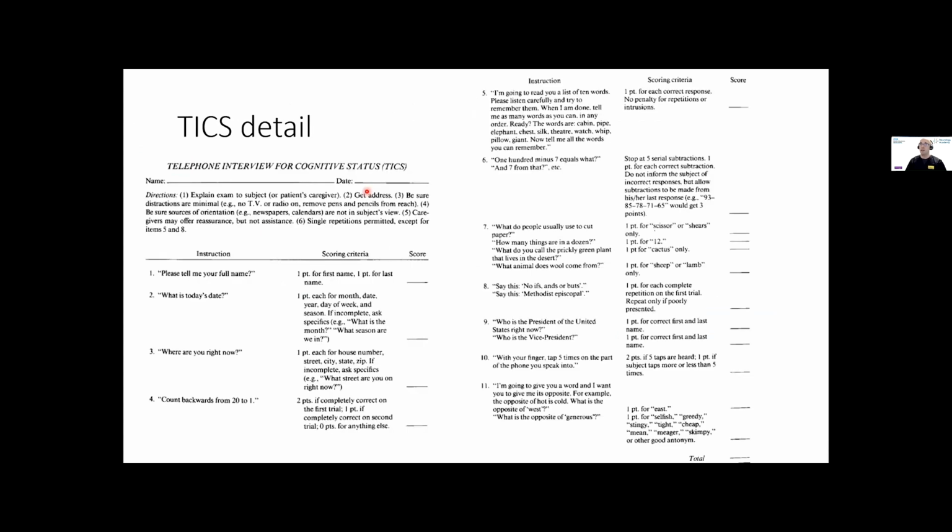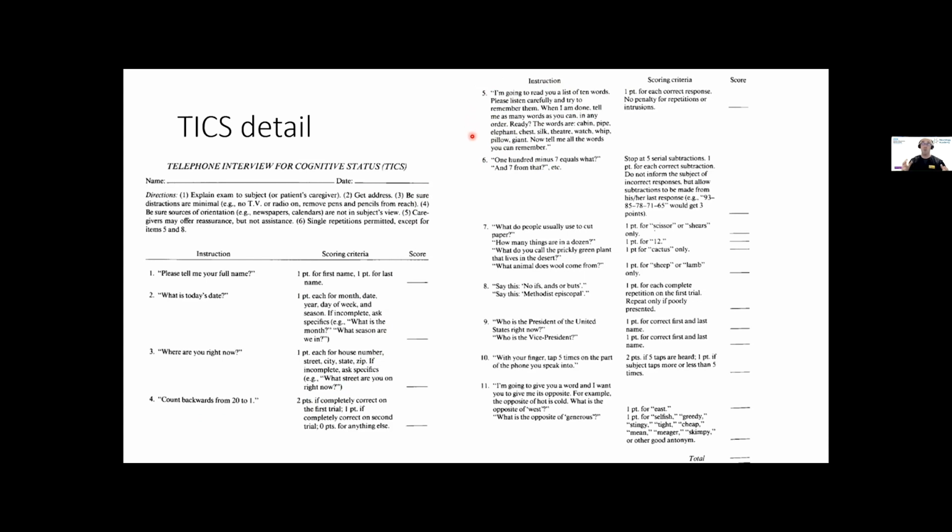And here's the detail. It's just as simple as could be. What's today's date? Where are you right now? Count backwards from 20 to 1. So good working memory tasks. A list of 10 words, which is my absolute favorite memory test. If you were a cognitive test, if you were going to be trapped on a desert island and you had nothing else, a list of 10 words is what you'd want in your back pocket.